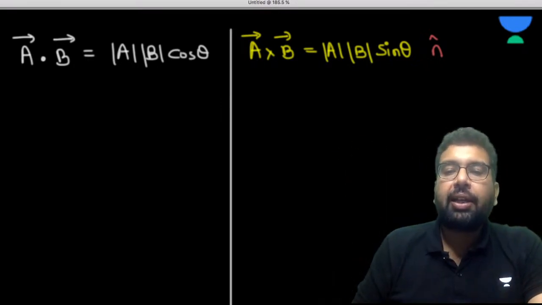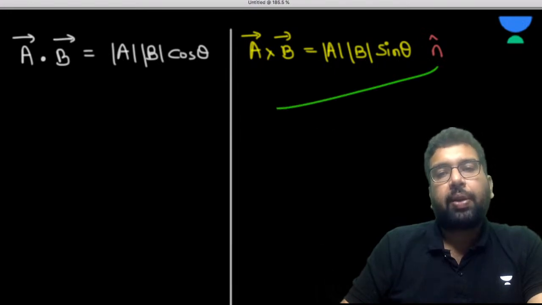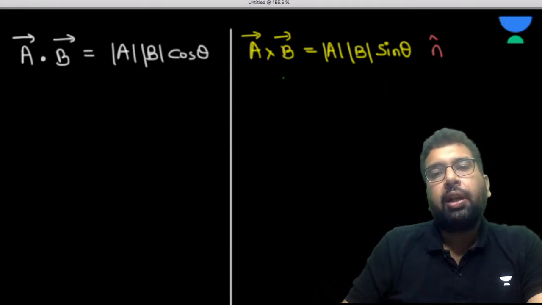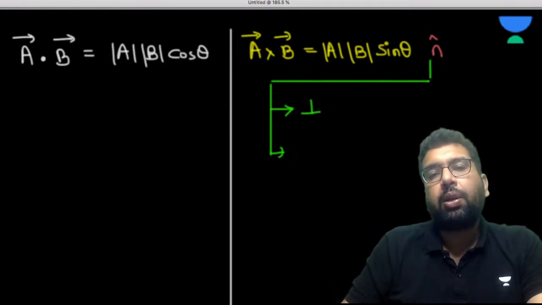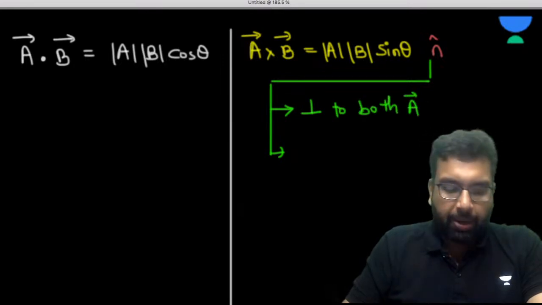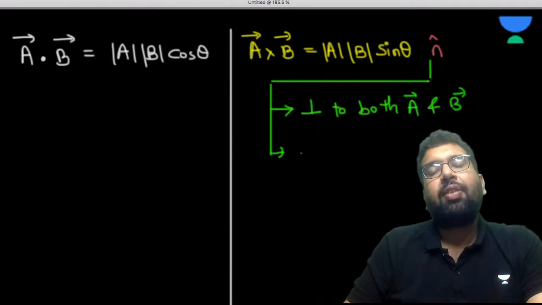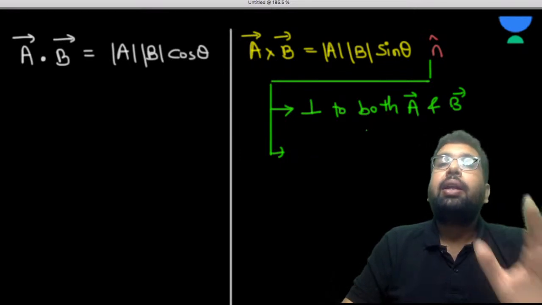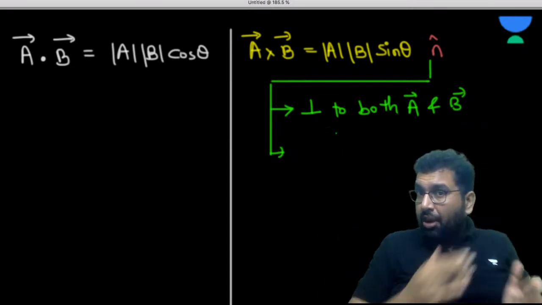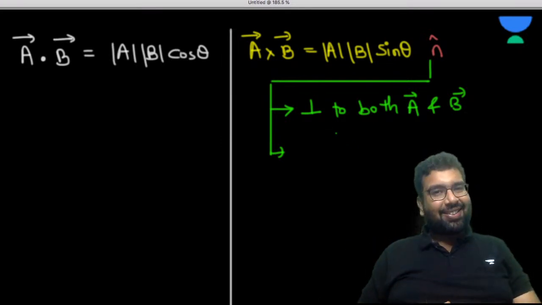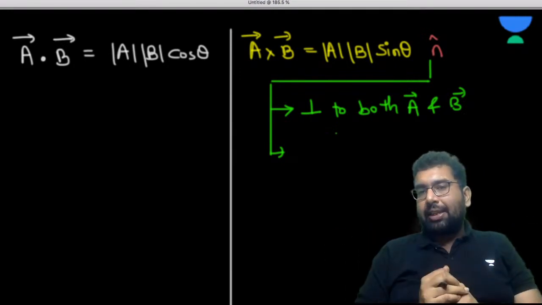So from where do we get this n cap? I'm not going to discuss it in much detail because I think we completed this a day before, so you can please check out that session. Two things. First, this vector is going to be perpendicular to both A vector and B vector. Secondly, if it is perpendicular to A and B, there can be two possible directions. If two vectors are there, there is an axis perpendicular to both the vectors, but it can be both ways.